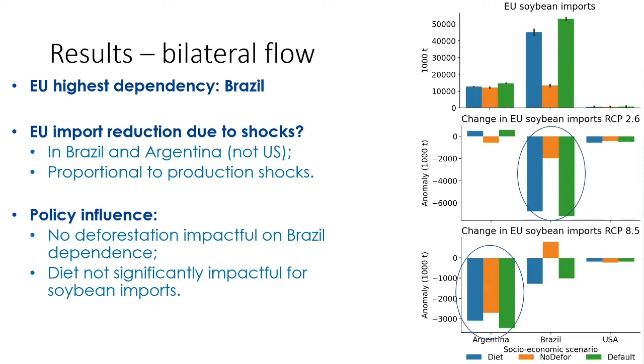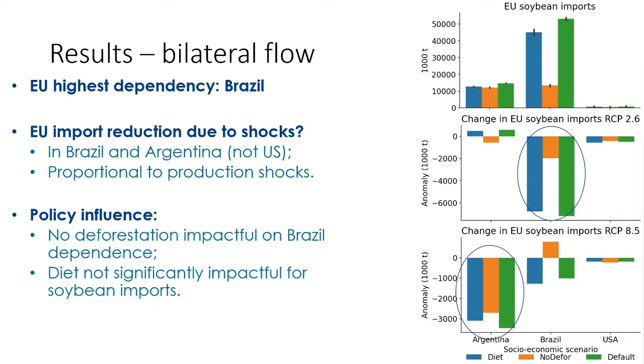And then when we look at the 2.6 scenario, again, if you recall from the previous figure, it's in the 2.6 that we have a big dip in Brazil's case, and in the 8.5 it is Argentina. So again, the compensation that we saw before is still here. But now we have two additional socioeconomic policies, one being the diet change one, and the other the no deforestation.